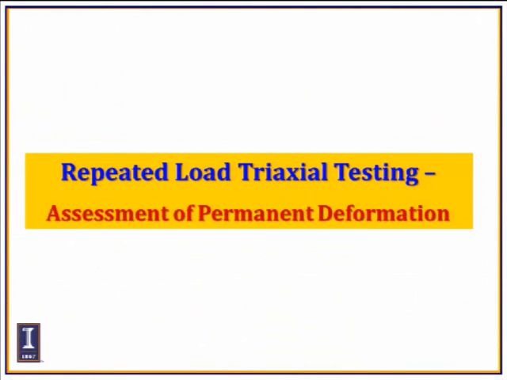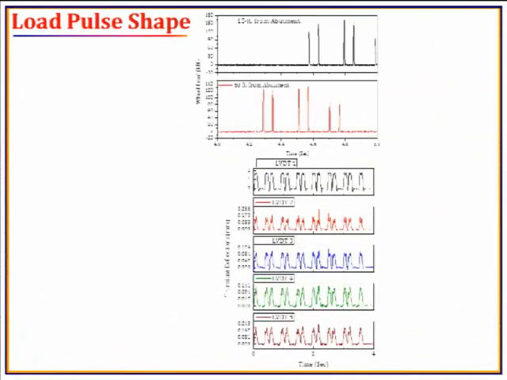Now I will be moving to the repeated load triaxial testing, assessment of permanent deformation. This is a picture from our recent FRA study where you can see the actual wheel loads on an Amtrak track line, and you can see the load that is experienced by the strain gauges as well as the deflection by the multi-depth deflectometer. So you can see the load pulses.